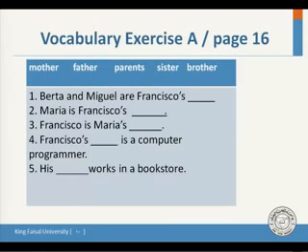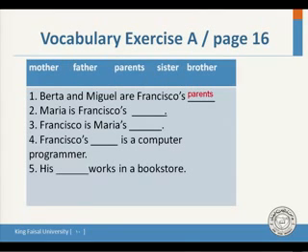Now let's do a vocabulary exercise, which is on page 16 in your book. You see, on this page we have 5 words: mother, father, parents, sister, and brother. All are family members. Sentence number 1, Berta and Miguel are Francisco's what? Mother, father, parents. We are talking about 2 people. They are Francisco's parents, which means his father and mother.